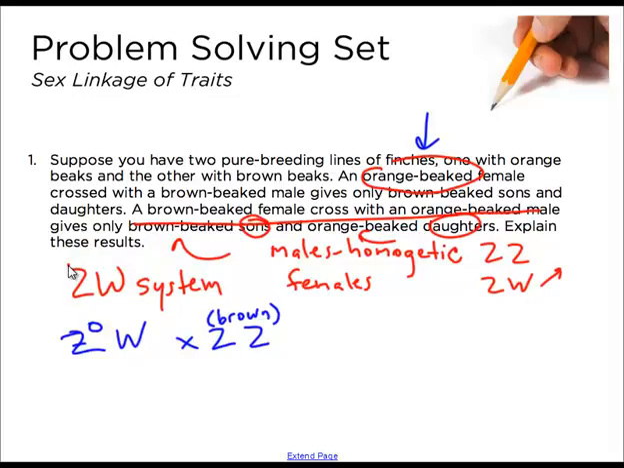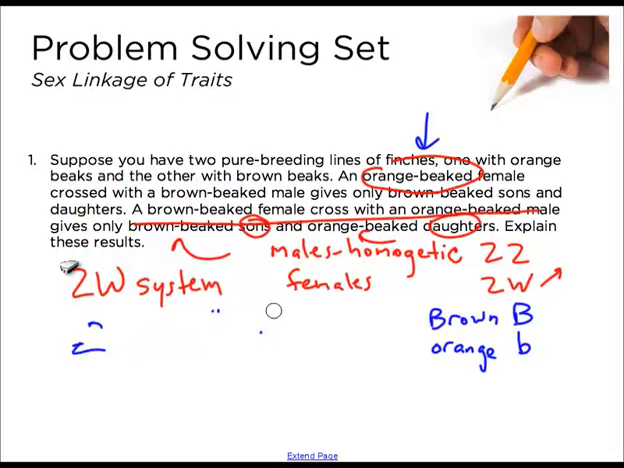So that strongly implies, sex linkage or not, that brown is dominant over orange, right? If you cross an orange with a brown and all the F1 are brown, everything we've ever seen before leads us to believe that brown should be dominant. So let's make some new terminology. Brown allele is going to be big B, and the orange allele is going to be little b, based on Mendel's convention. So let's now draw this out properly.